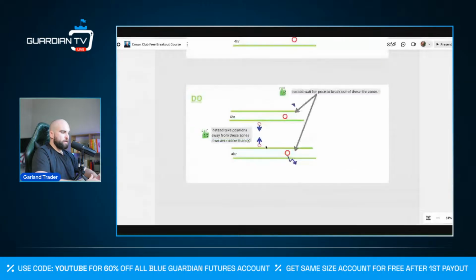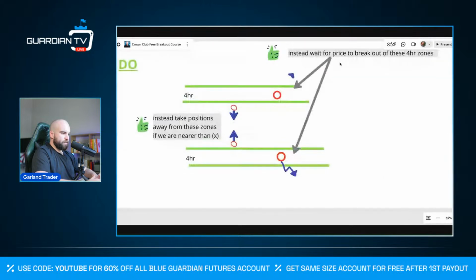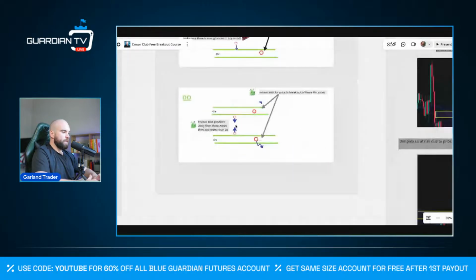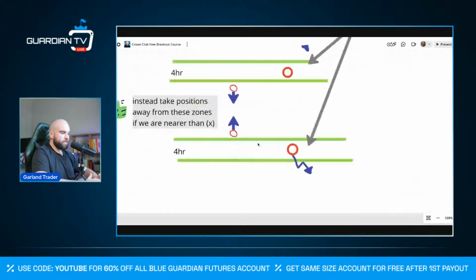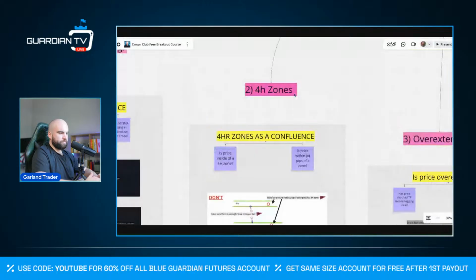Okay, so that's basically what I was explaining here. Instead, wait for price to break out of these zones, or take trades away and into the middle zones. Okay, if we are within these 4-hour zones, or if there's not enough space for us to get inside of a trade, then this confluence is against us.